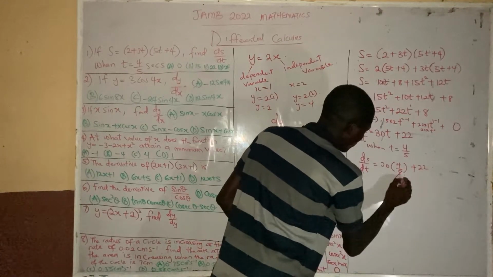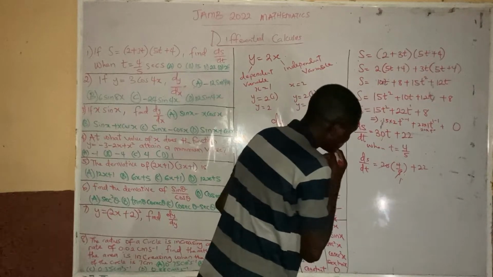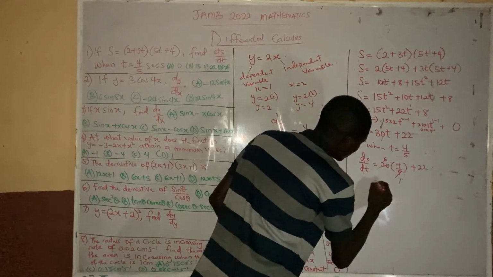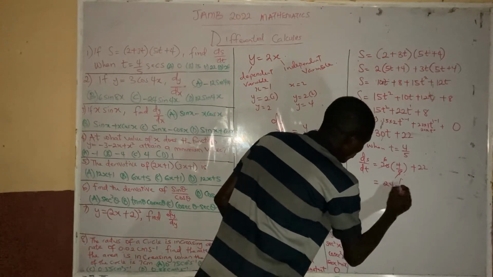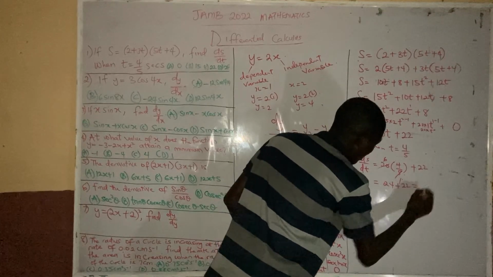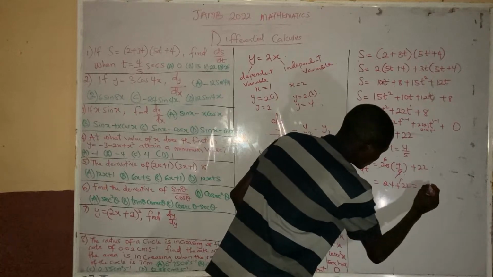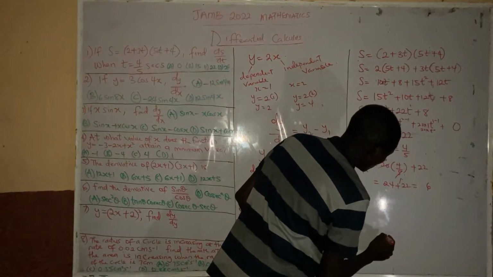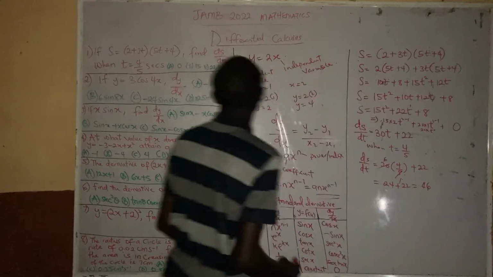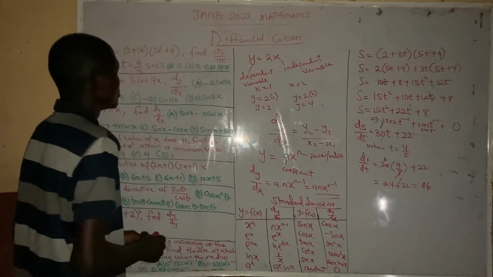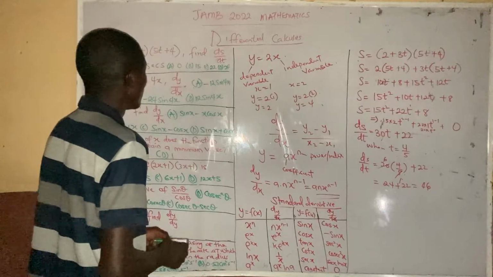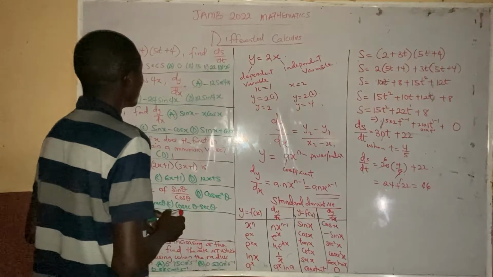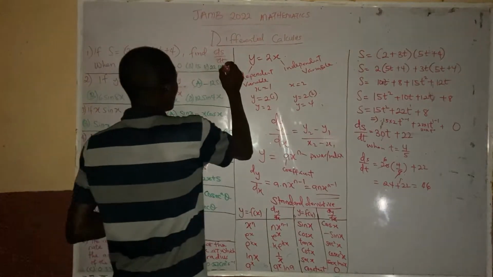Now 5 into 30 is 6, and 6 times 4 is 24. We have 24 plus 22, and we have 46. The answer is 46.